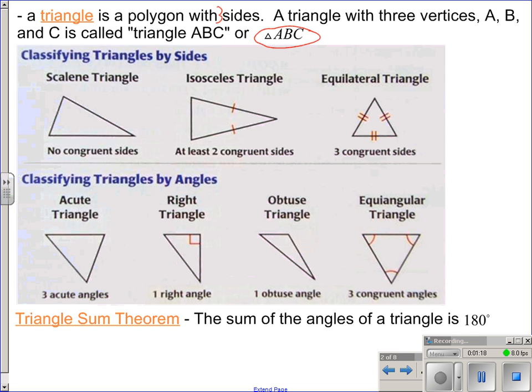All right, there are 2 ways to classify triangles. Okay, that's basically just describing what type of triangle it is. So one way is by the sides. A scalene triangle, like it says, there is no congruent sides. Isosceles triangle, 2 congruent sides. And it does say at least, but if there's more than 2 congruent sides, it becomes an equilateral triangle. That means all 3 sides are congruent.